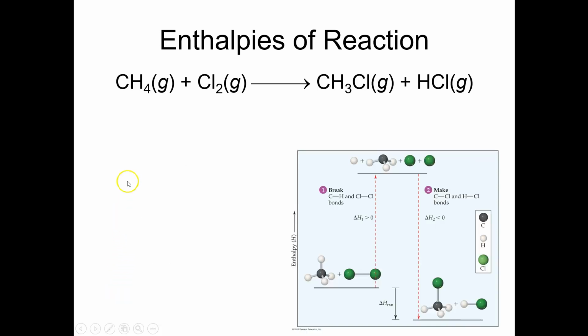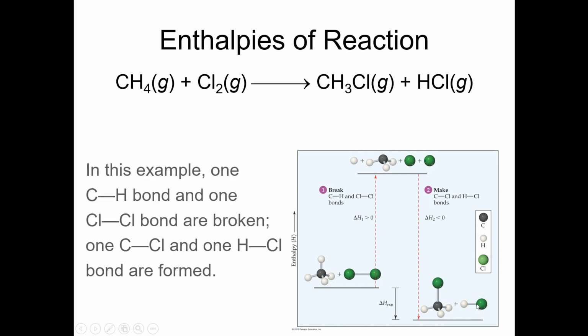So we're using as an example this reaction, the reaction of methane with chlorine to give methyl chloride plus HCl. And what are we doing to get to there? Well, we're going to break a CH bond, and we're going to break a Cl-Cl bond. And then once having done that, we're now going to make a CCl bond, and we're going to make an HCl bond. So methane plus chlorine to give methyl chloride plus HCl. We're breaking a CH and a Cl-Cl. We're making a CCl and a ClH.